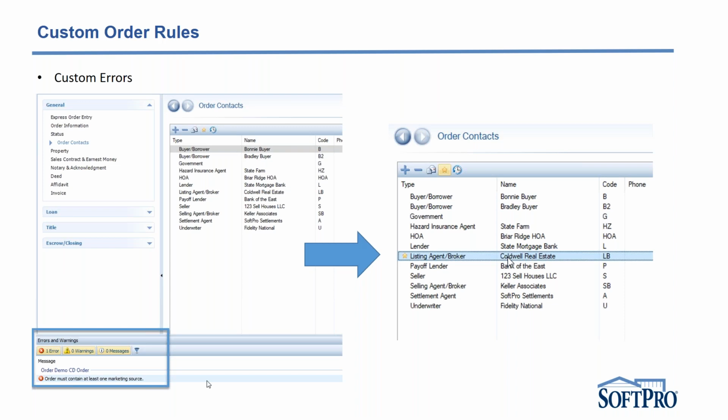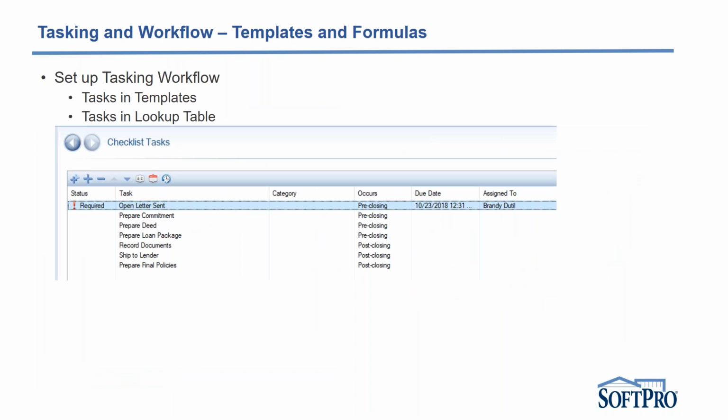Another hot topic in Select customization is workflow, meaning how can I best track the steps that my order needs to go through to make sure that you don't miss anything. So tasking is a good way to do that, to track your orders. But did you know there are several different ways that tasking can get into your order? Tasks can be templated, they can be stored in lookup tables, or they can even auto-populate by automation to add the task or even complete it.